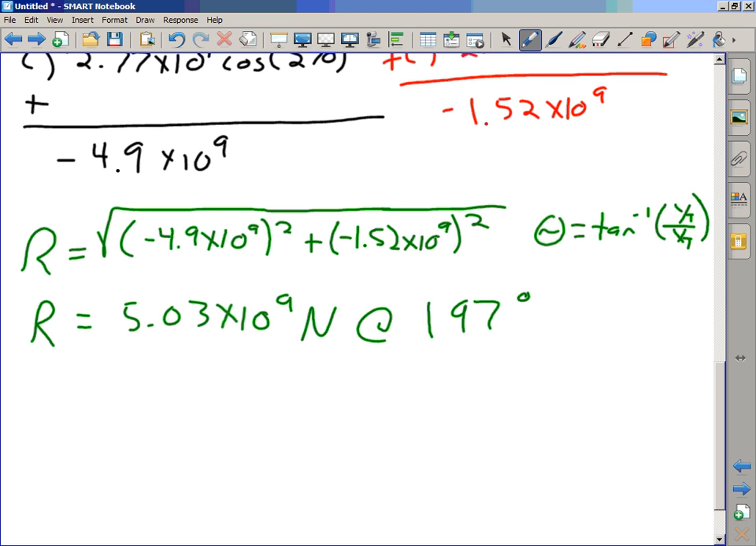Alright. So we've got to deal with sig figs here, right? So 5.03 becomes 5.0 times 10 to the 9th newtons at 200 degrees. And you can use a line to notate where the sig figs stop, or you can put it in scientific notation, either way. You could do 2.0 times 10 to the 2nd, right? Scientific notation is just fine. The line over works too.